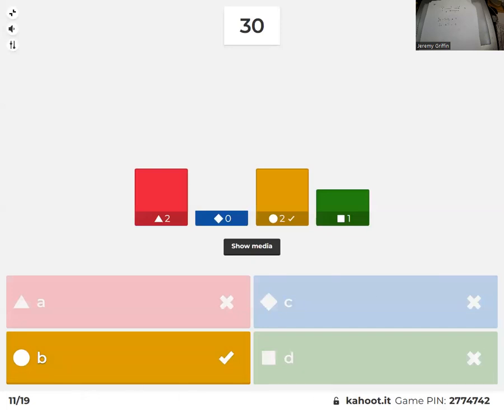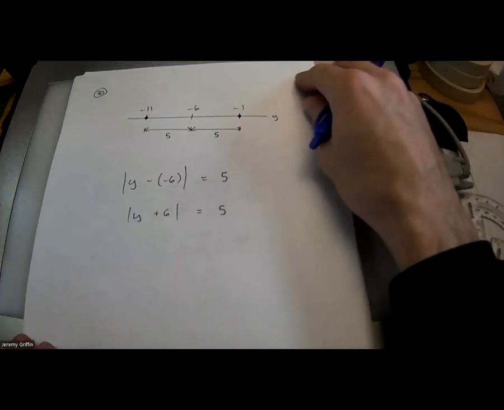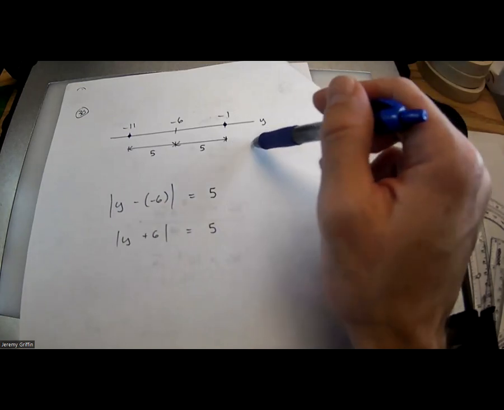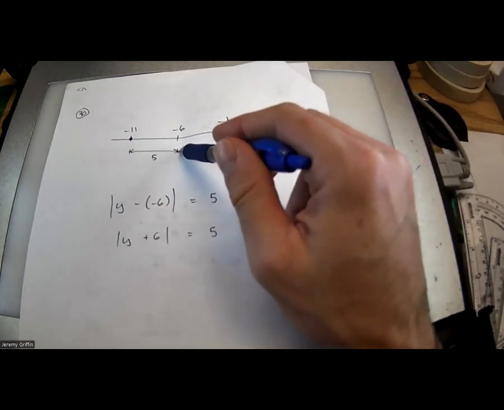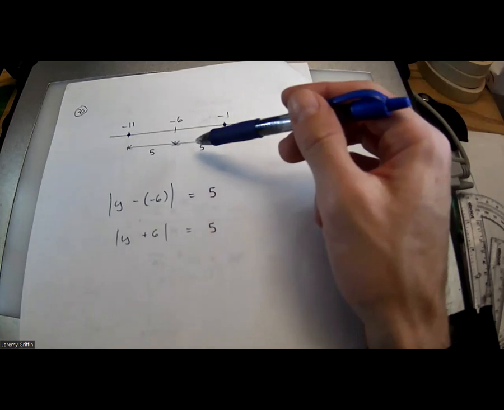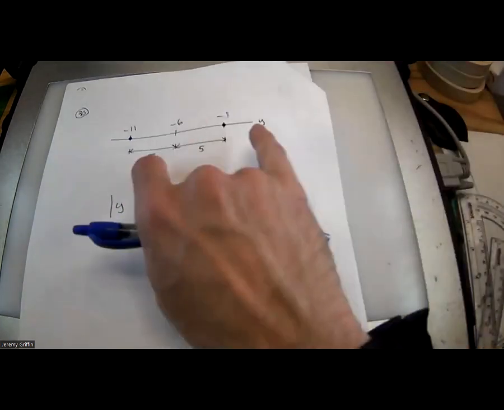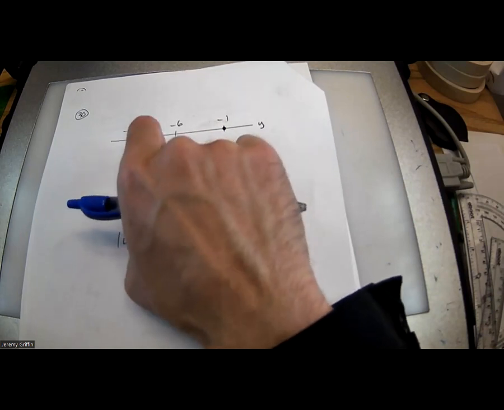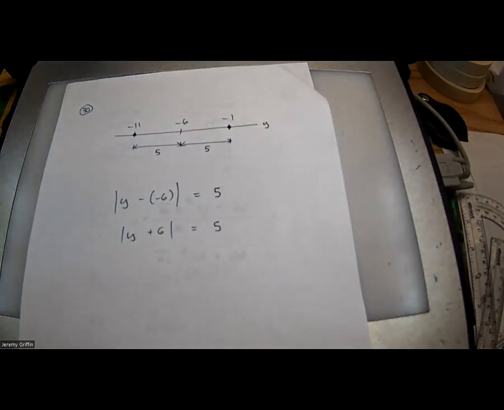All right, so this was a single axis number line. You can think of it that way. We're looking for 5 units away from -6, right? I went ahead and drew it out right here and asked, what would the actual answers be? And the actual answers are -11 and -1. So each of those is 5 units away from -6, right?